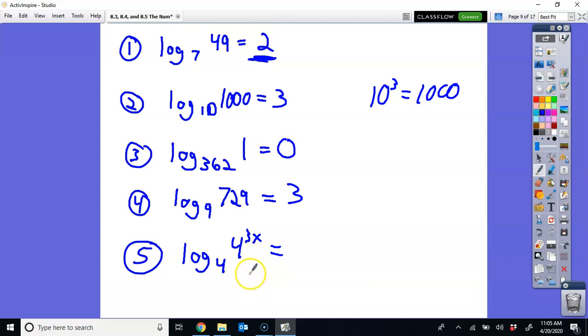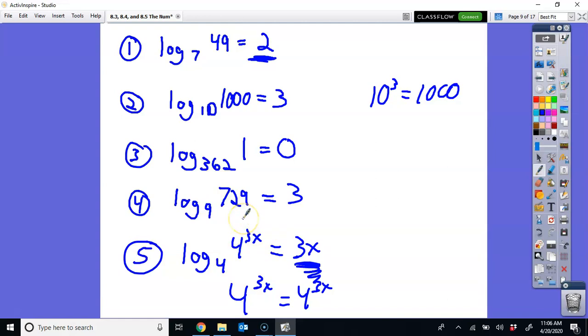And I just want to kind of challenge you a second. 4 to what power is 4 to the 3x power? Listen to what you just said. 4 to what power is 4 to the 3x power? 3x. The answer to that is actually 3x, because 4 to this power is equal to 4 to the 3x power. They're equal. Now, we're going to talk about that in a little bit more detail when we talk about inverses here in just a moment.